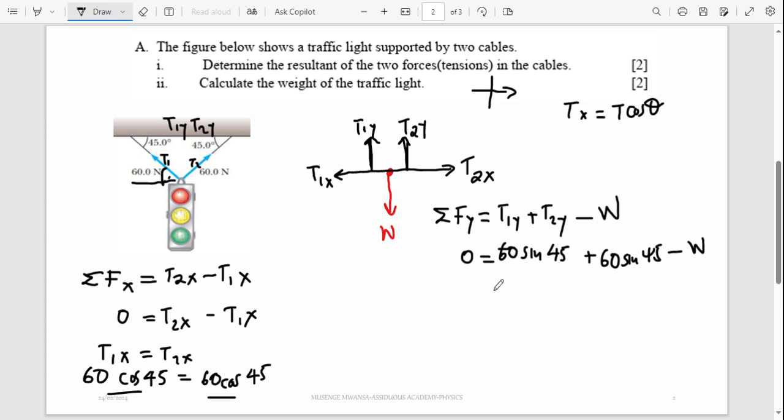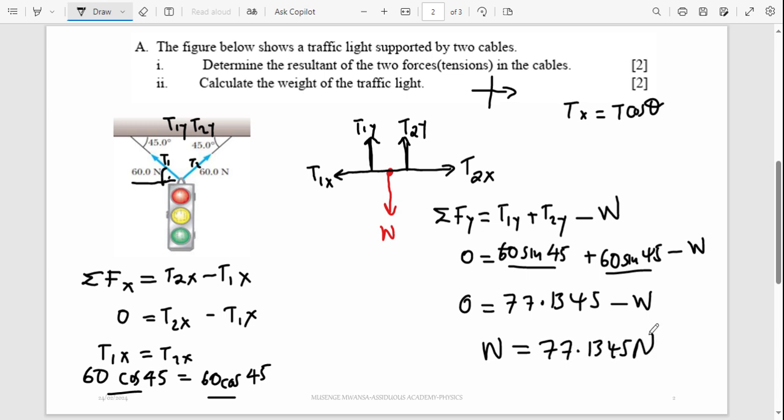So that is going to give us 0 is equal to 38.5. But because this and this are the same, if I punch in 1 and just multiply it by 2, it will give me the sum for both. So that is going to be 77.1345 minus W. I'll take W to the other side, meaning that the weight is going to be equal to 77.1345 newtons. So this is the answer to the second part: calculate the weight of the traffic light, that is the weight.